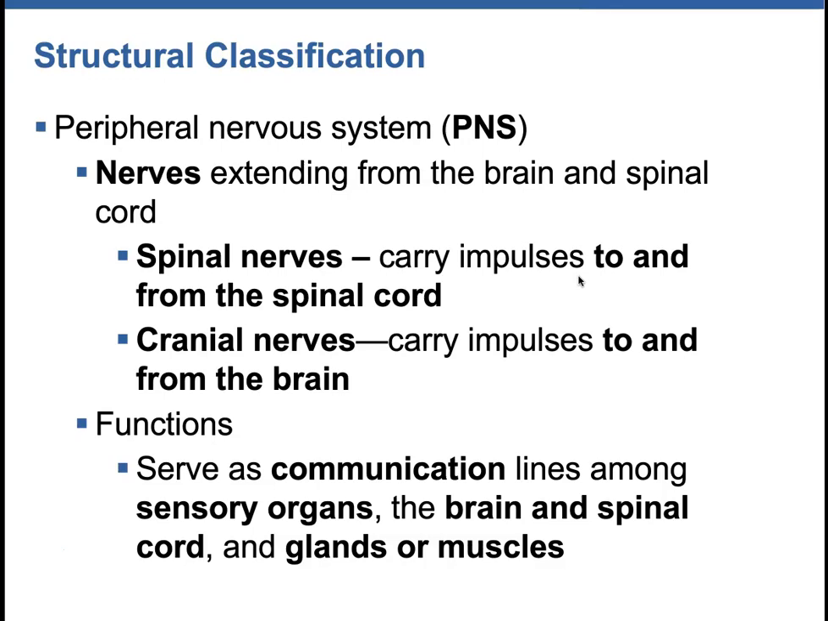The whole key of our peripheral nervous system and what the nerves do is communicate. So you're always going to have some kind of sensory function that's taking place, and then you're going to have a motor function of what then responds to what it is that it received.